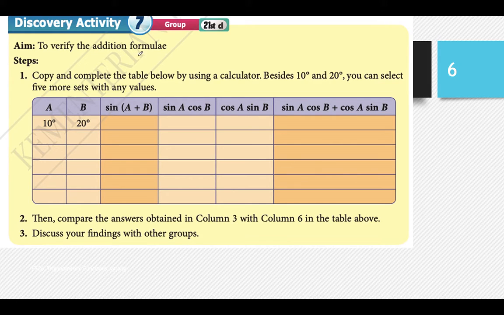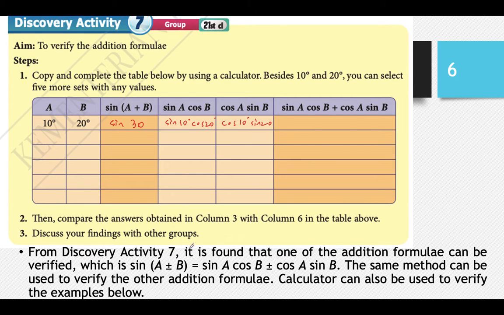Now, to verify the addition formula, if here is 10, here is 30, here will be sine 30. So sine A cos B and cos A sine B. Use your calculator, and these two you plus together. So you do one set. Now you can stop for a while, pause first, and then you continue.